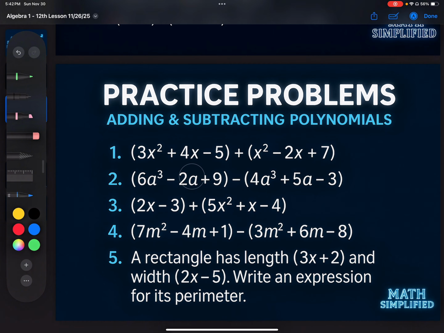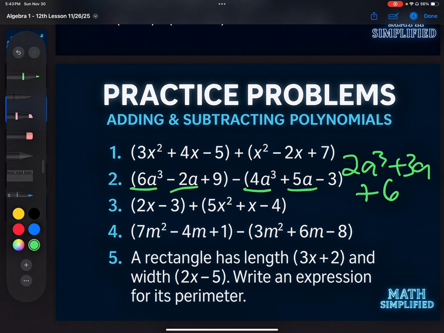Then for the second example, we have 6a to the power of 3 minus 2a plus 9 minus 4a to the power of 3 plus 5a minus 3. So we combine 6a to the power of 3 minus 4a to the power of 3. That would be 2a to the power of 3. Then negative 2a plus 5a, that would be 3a. And then 9 minus 3, well, that would be 6. So our answer would be 2a to the power of 3 plus 3a plus 6.